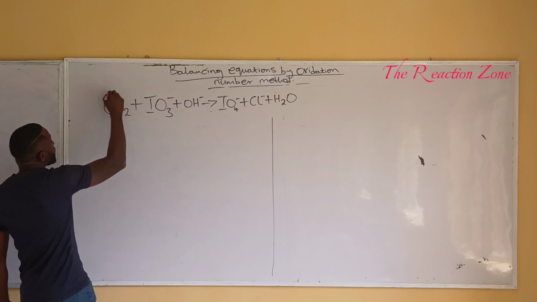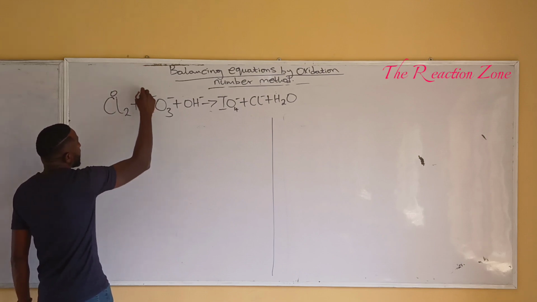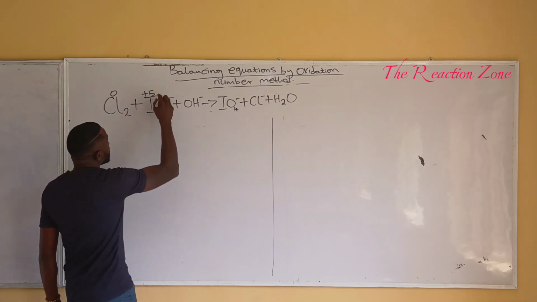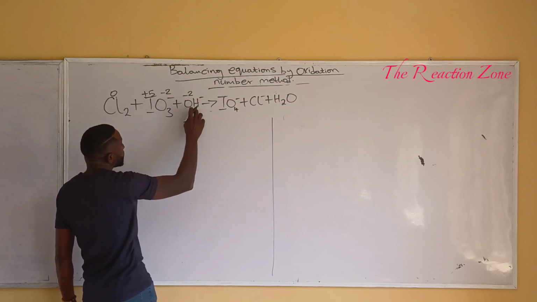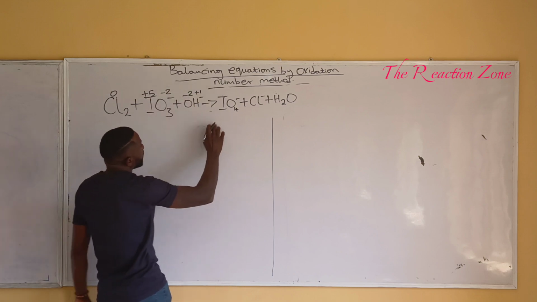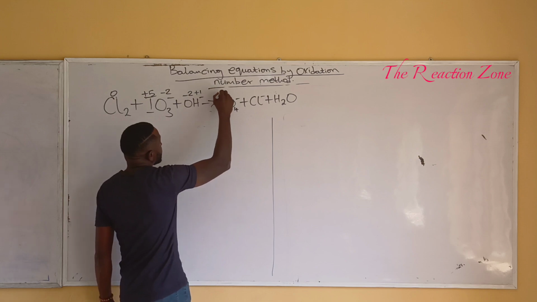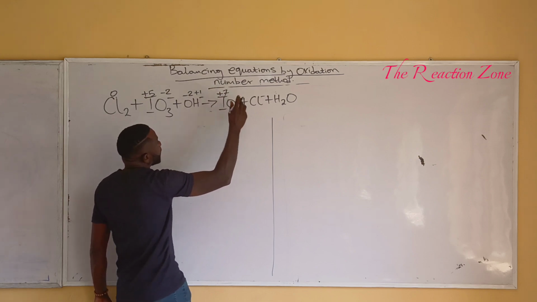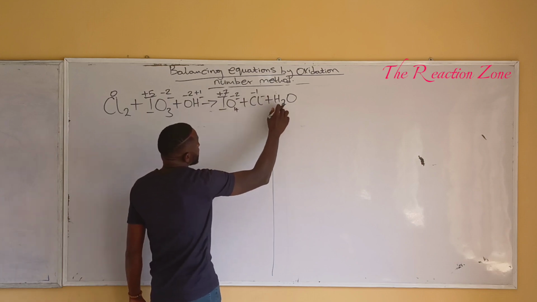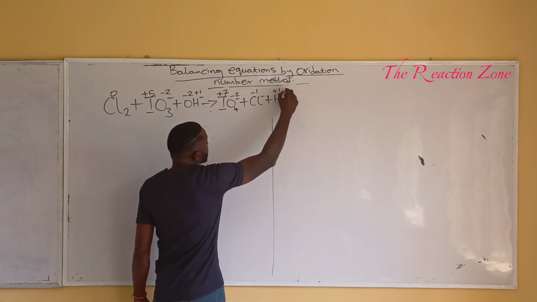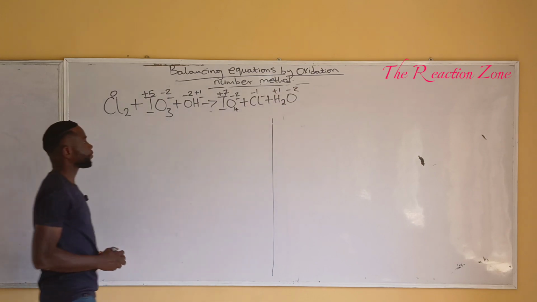The oxidation number of chlorine here is 0, for this iodine is plus 5, oxygen minus 2, oxygen here minus 2, this hydrogen plus 1, iodine here is plus 7, oxygen here minus 2, chlorine here minus 1, hydrogen here plus 1, oxygen here minus 2.